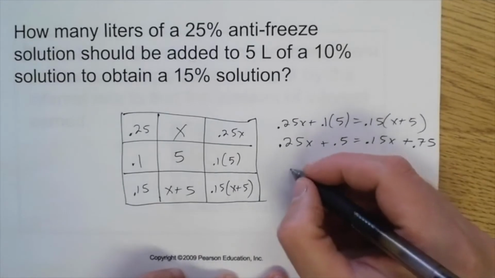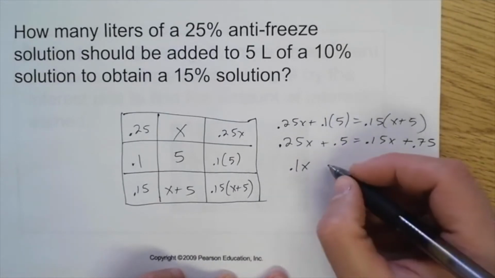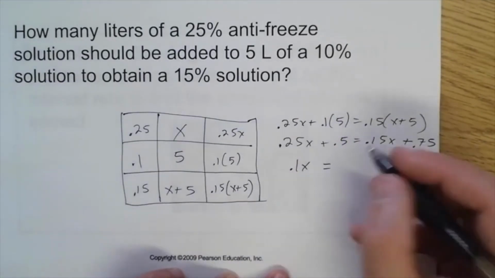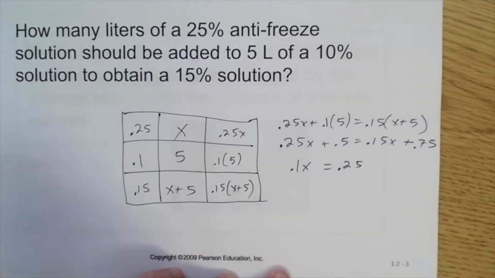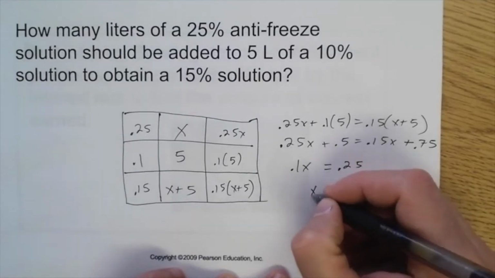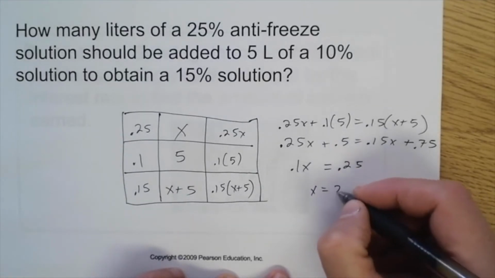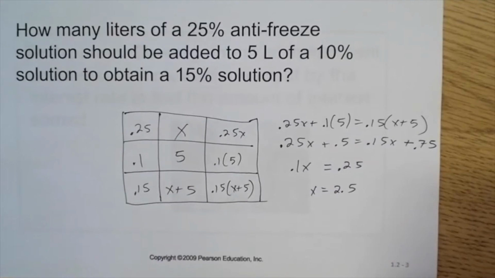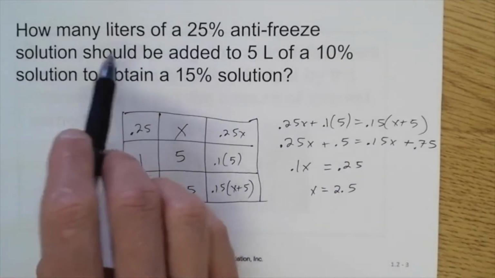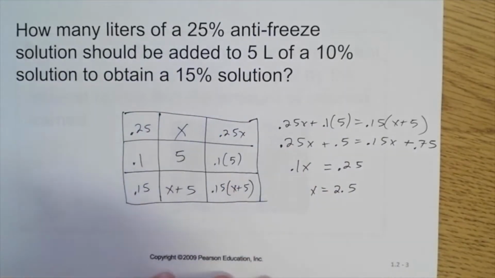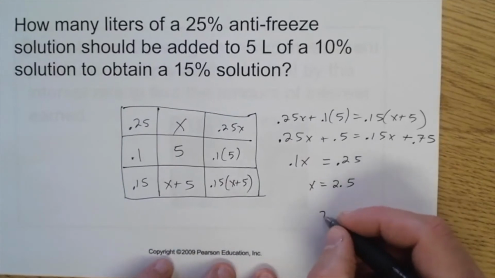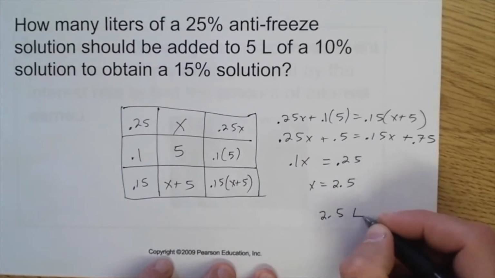Subtract 0.15x from both sides gives me 0.1x. Subtract 0.5 from both sides gives me 0.25. And then remember, always divide by the number in front of x, which is 0.1. So x comes out to be 2.5. Okay, so the number of liters we need for the 25% antifreeze is 2.5 liters.